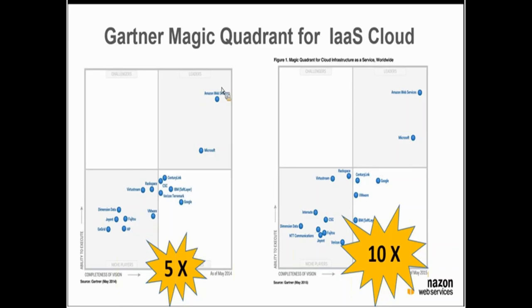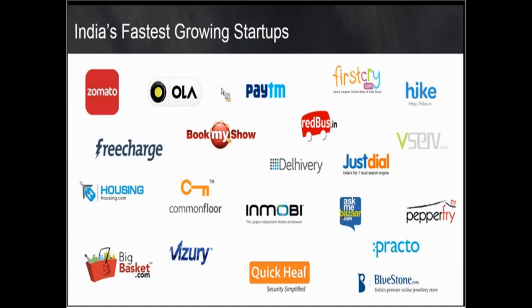from our favorite company called Gartner that does a lot of research. And what this slide tells me is that Amazon has grown 10 times in the last couple of years and is 10 times bigger than the rest of the vendors. A lot of big companies like Zomato, Ola, Paytm use Amazon Web Services.